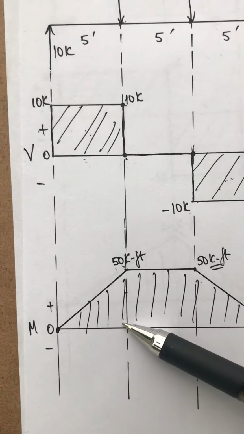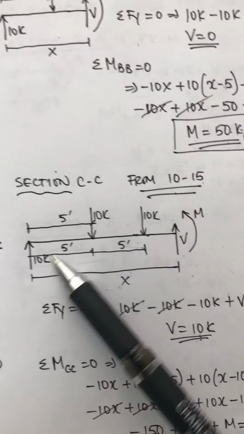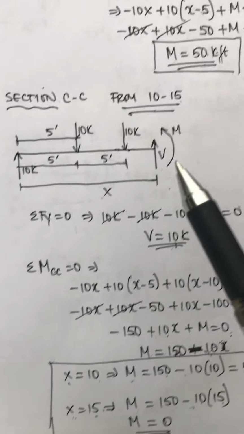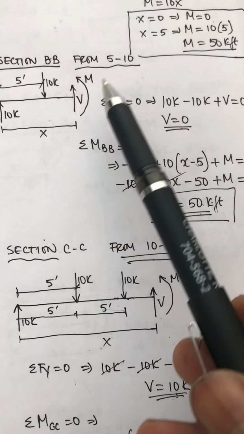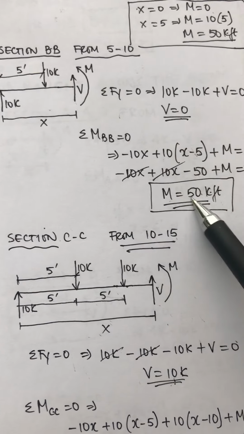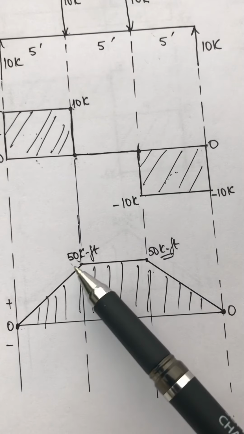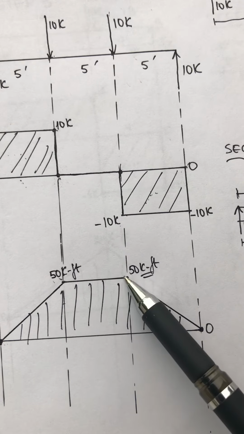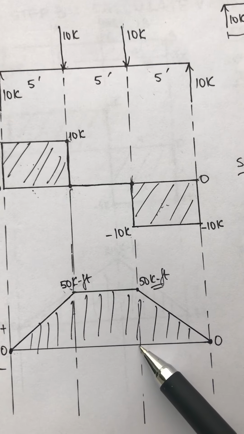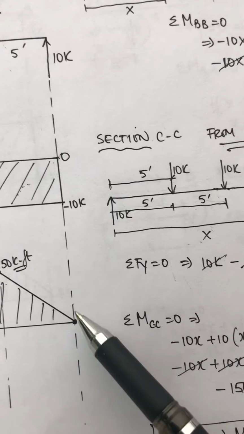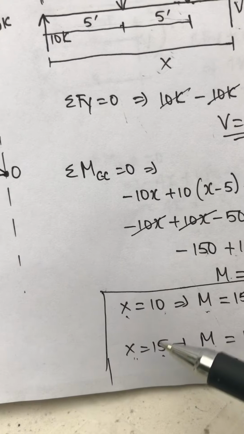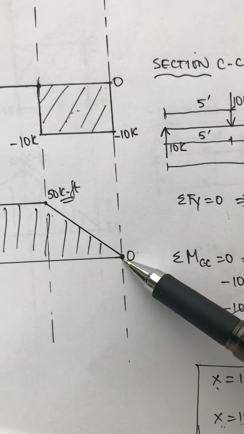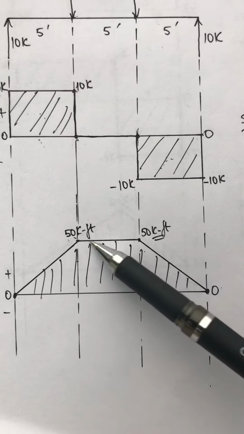Now, from 5 to 10, my M is 50k. So from 5 to 10, I'm at 50. It's constant. It doesn't move. And from 10 to 15, at 15, my moment is 0. So I stop there, at 0. That's how I have my moment diagram.